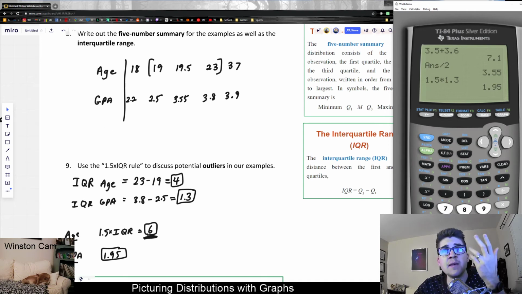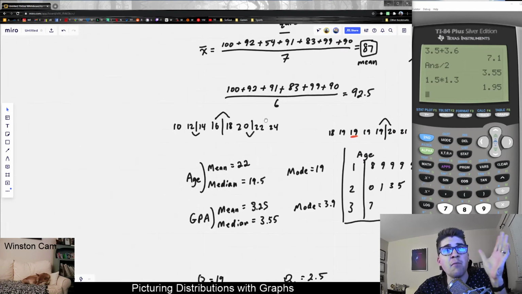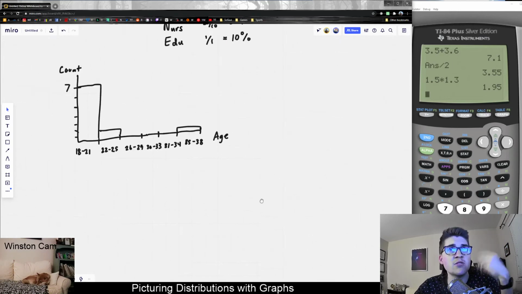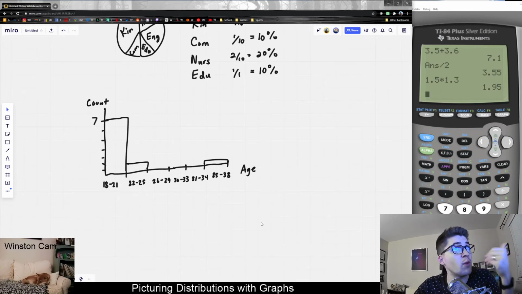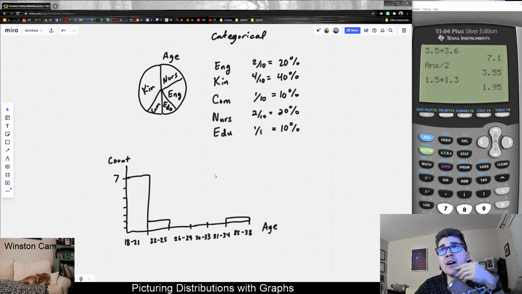And graphically speaking, I brought up the term outlier before, but this is a way to sort of quantitatively determine whether something's an outlier. Like in the case of our age groups, most of our students were between the ages of 18 to 25. We had one student who was 37. That's kind of like a lot, pretty different from our data.